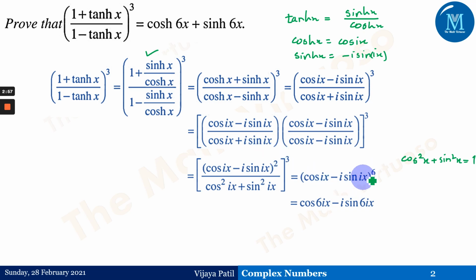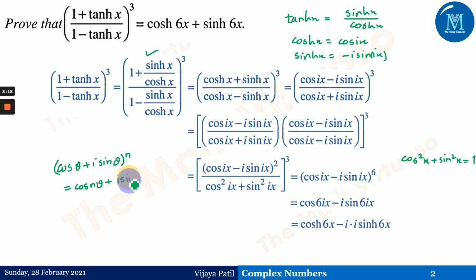Now using De Moivre's theorem. What is De Moivre's theorem? De Moivre's theorem says that (cos theta plus i sine theta) to the power n is equal to cos n theta plus i times sine n theta. So this is the fact we have used here.